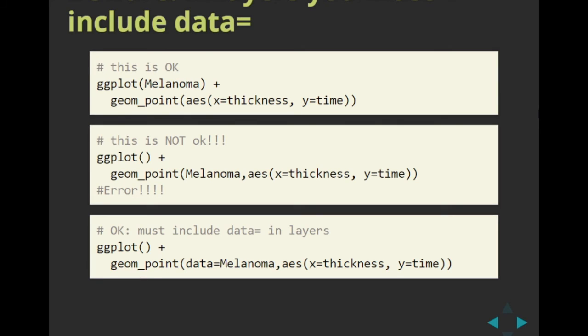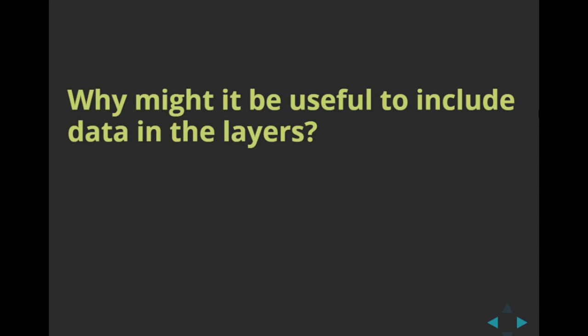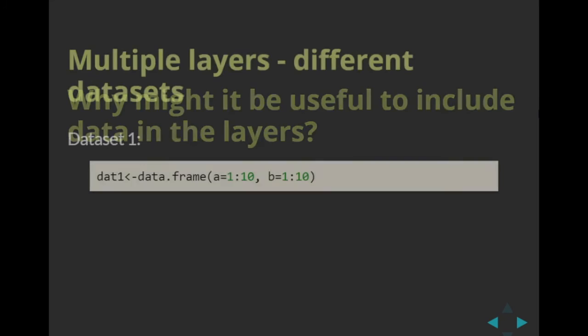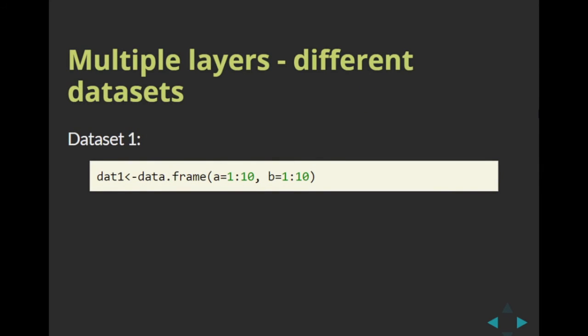So the question is, why might it be useful to include data in the layers themselves rather than in the ggplot object? And the answer is, of course, if you want to use different data sets in different layers. And I'm going to show you a baby example here, an uninteresting example, but one that I hope is easy to follow. Here's my exciting data set. It's my data set number 1, where I have a and b, and they're each 1 to 10. And then I'm going to plot it.